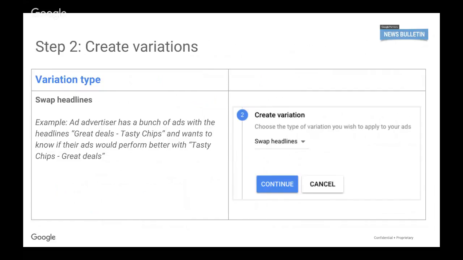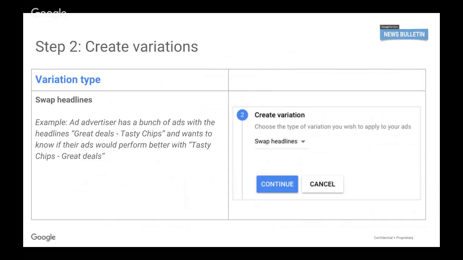And the last one that you can use is to just simply swap headlines. So let's say you have an ad which has headline 1 is great deals, headline 2 is tasty chips. Then you can swap the headlines, making headline 1 tasty chips and headline 2 great deals. And it's a really easy way to make this A/B test throughout the whole account or the whole campaign. And afterwards, evaluate everything in bulk.